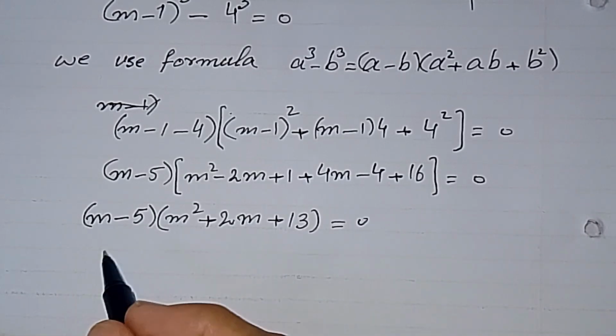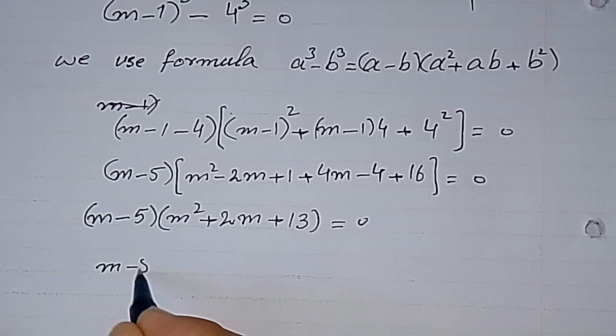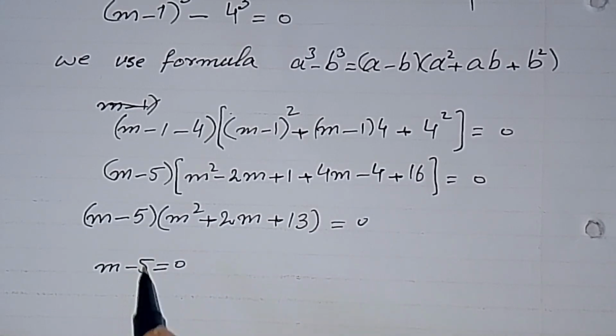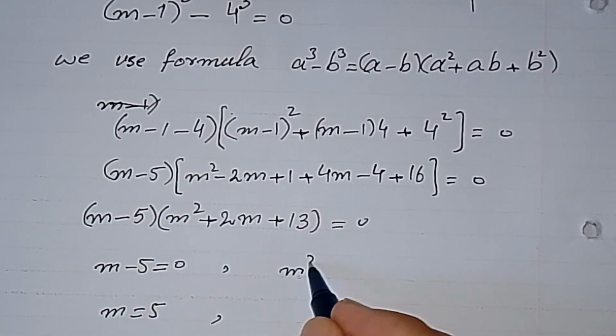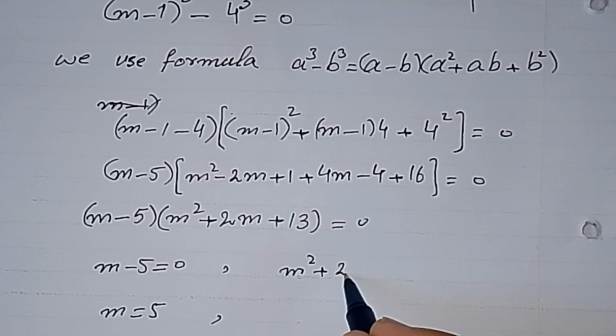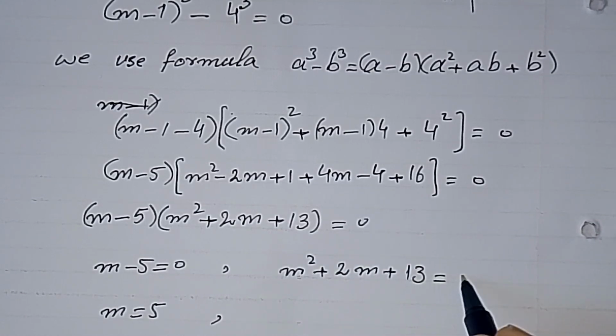Now we solve. m minus 5 is equal to 0, so m is equal to 5. Now we solve this equation: m square plus 2m plus 13 is equal to 0.